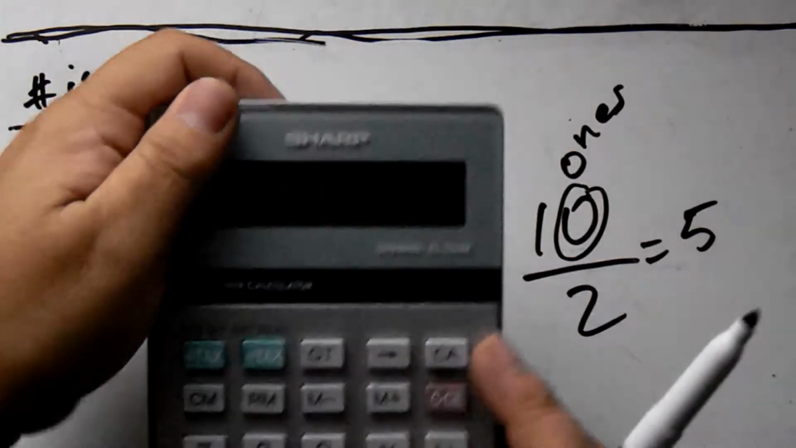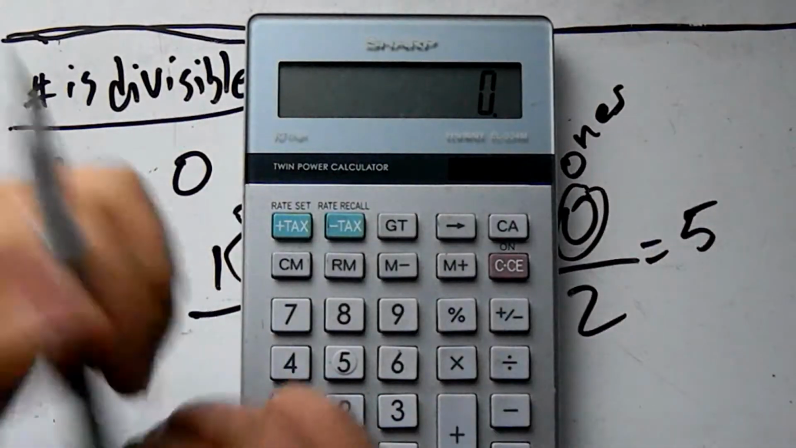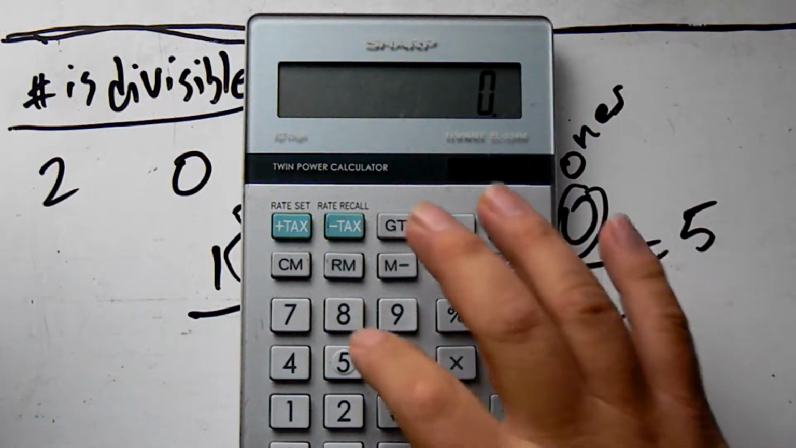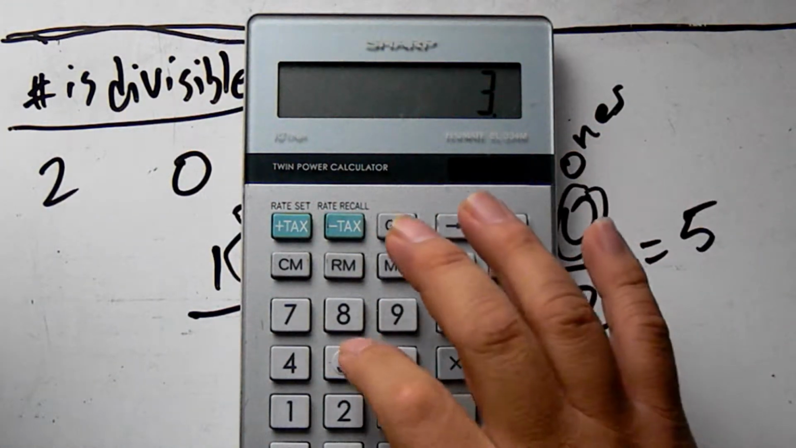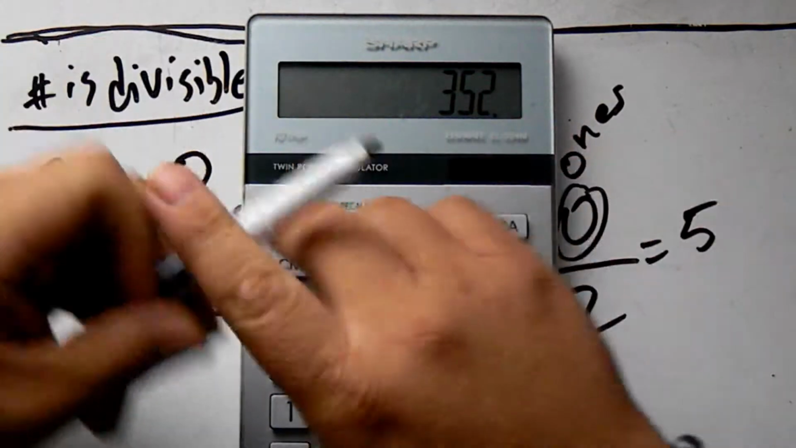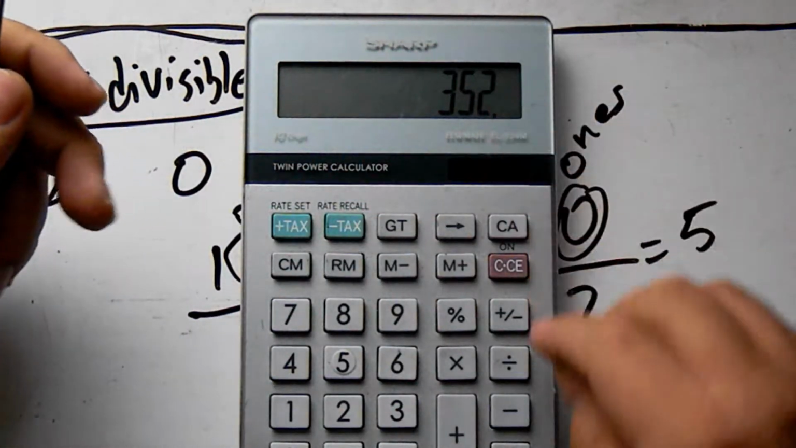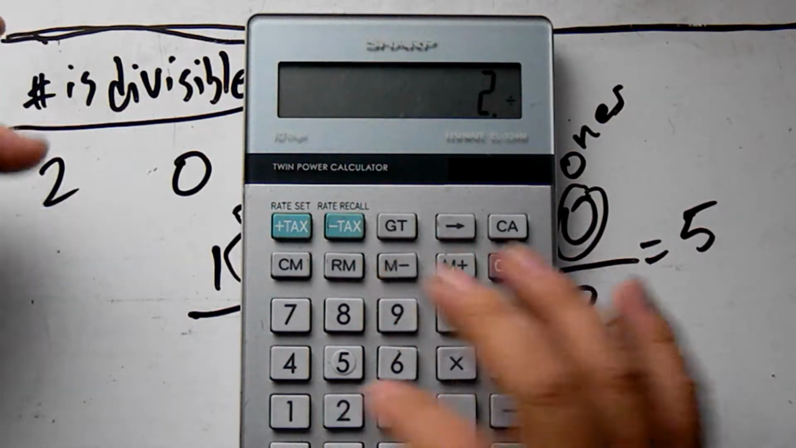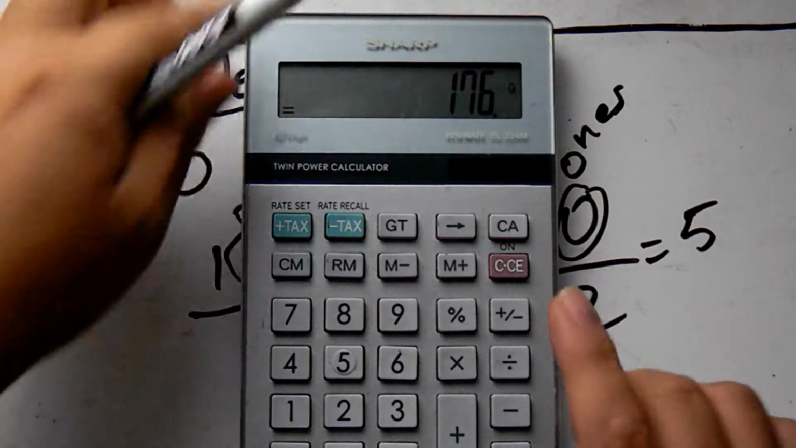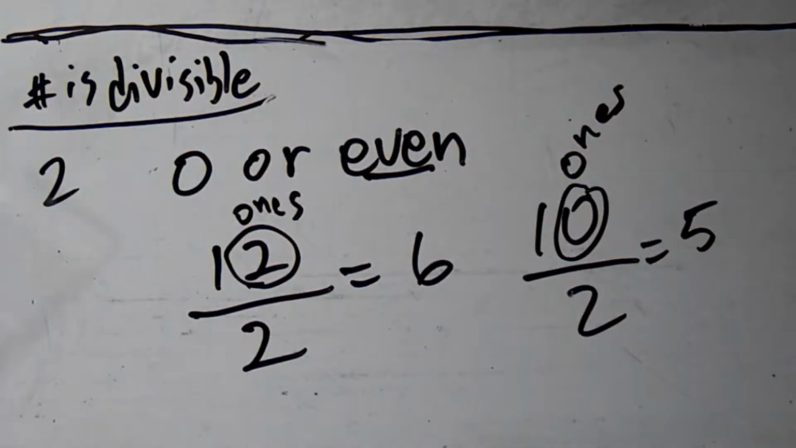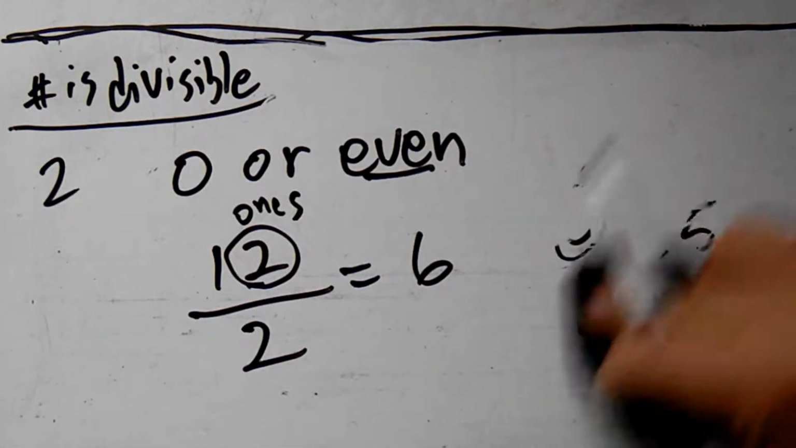And we can look at another example on the calculator. So let's say 352. Because the digit in the ones place is even, we can divide by 2. Ta-da! So there you go. It's actually pretty easy to tell. So let's move on to the next number.